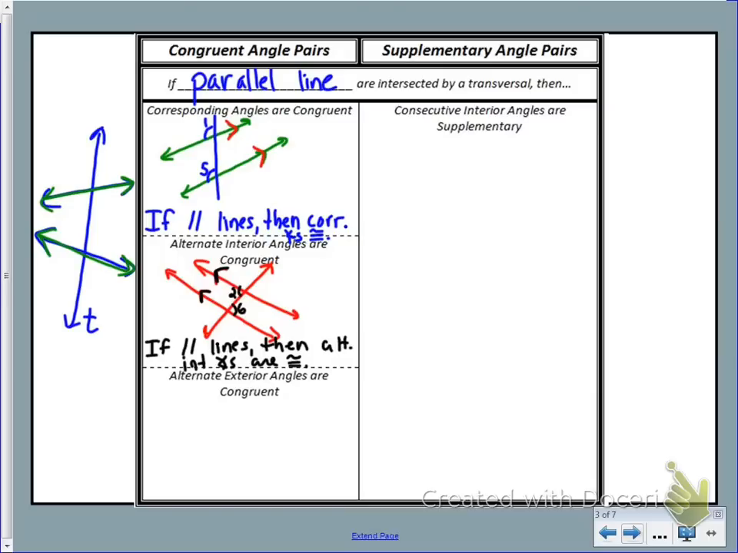Alternate exterior angles. So once again, we have our parallel lines. In this case, they're running vertically. And our transversal is here. One particular pair of alternate exterior angles would be, for example, 4 and 7. If those lines are parallel, as they're shown here by the marking, we know angle 4 is congruent to angle 7. So again, our if-then statement would be: if parallel lines, then alternate exterior angles are congruent.